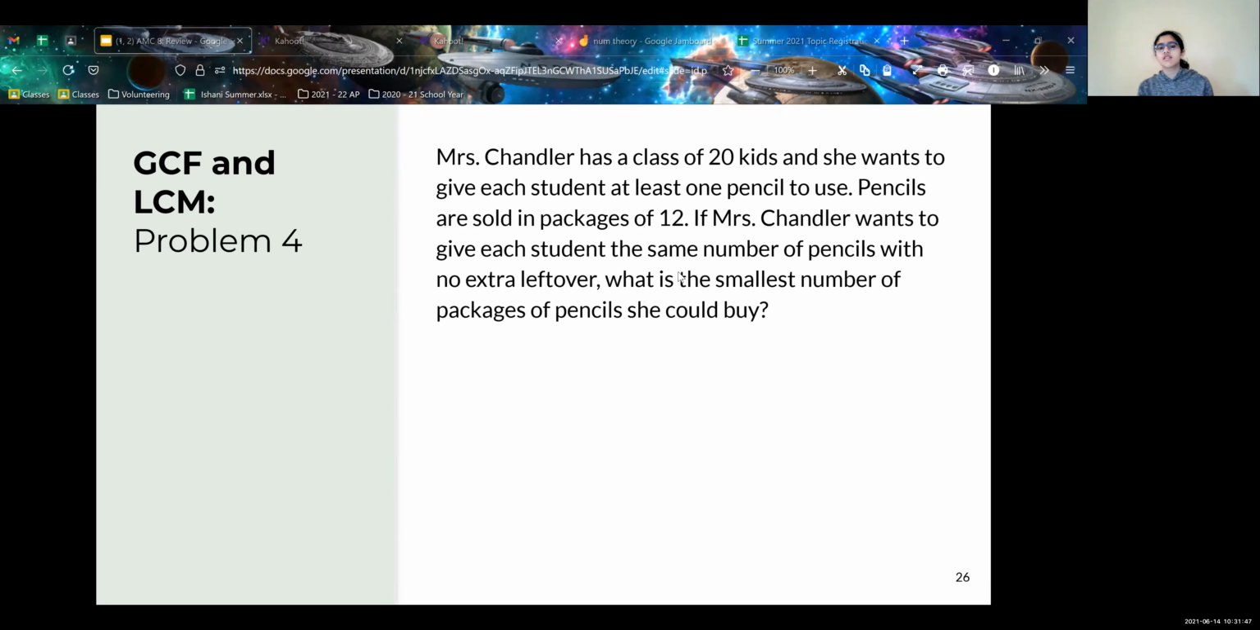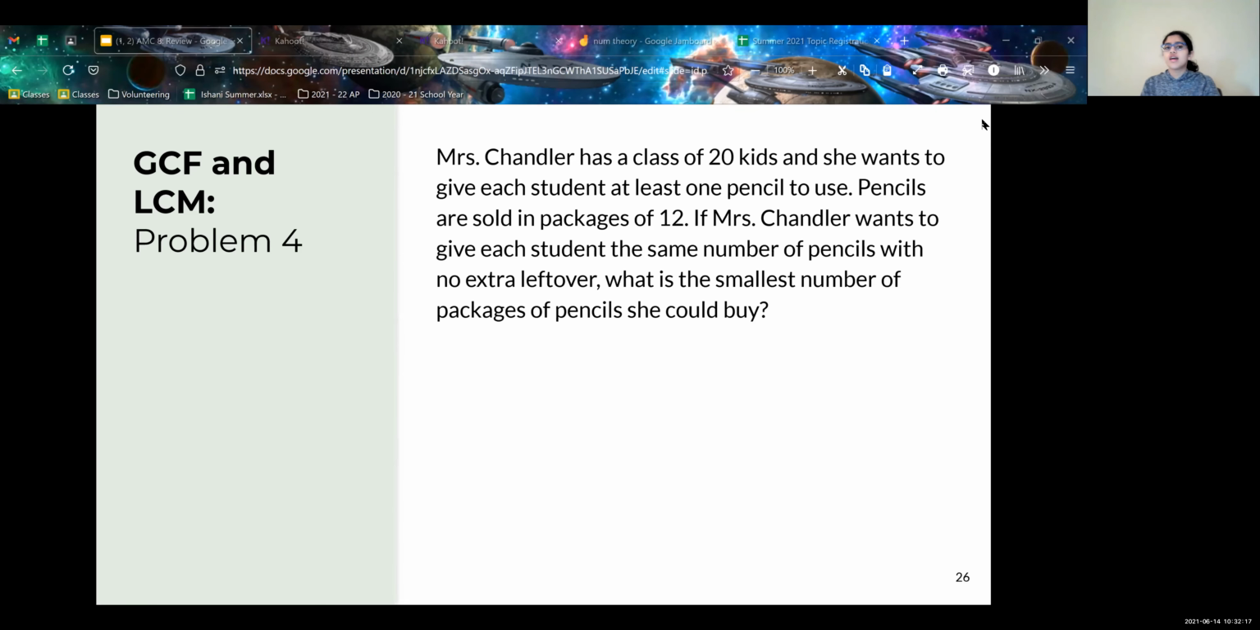Okay, so the next problem, does anyone have any questions on that? If not, okay. So this question is, Mrs. Chandler has a class of 20 kids and wants to give each student at least one pencil to use. Pencils are sold in packages of 12. If Ms. Chandler wants each student to have the same amount of pencils with no extra left over, what is the smallest number of packages of pencils she can buy?